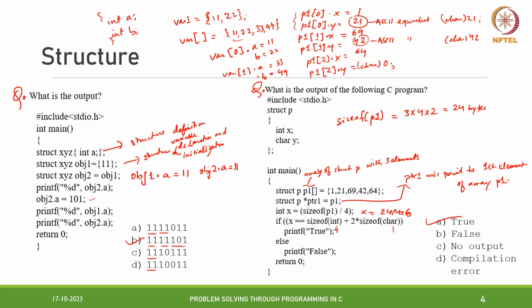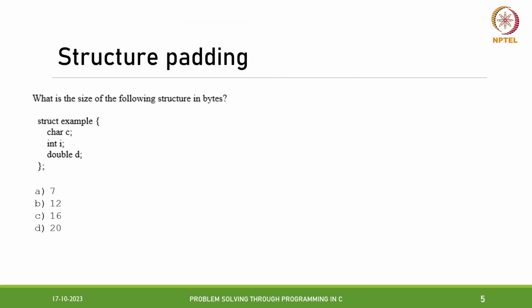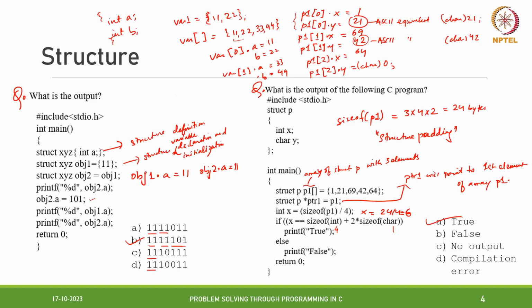Now why am I saying that the size of this array of structures is 24 bytes? It's something to do with a concept called structure padding. Okay, I'll talk about this just now. All right, so in the previous question we had an int and a char, which are dissimilar data types.